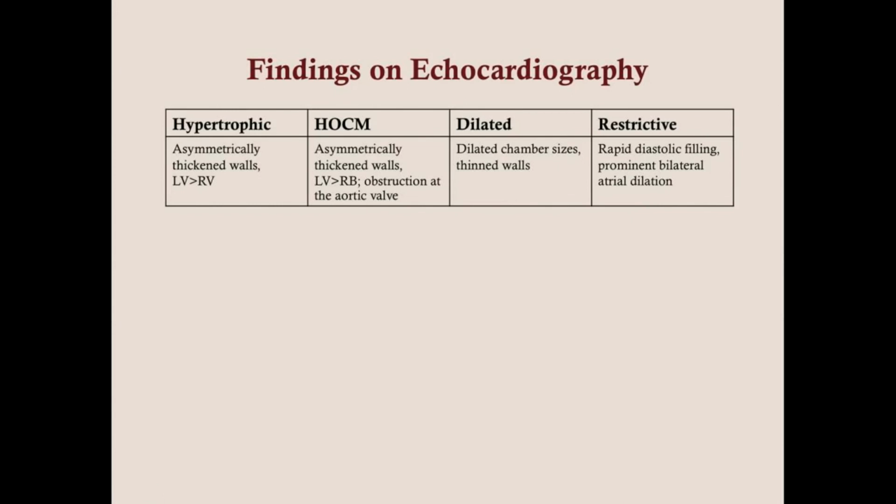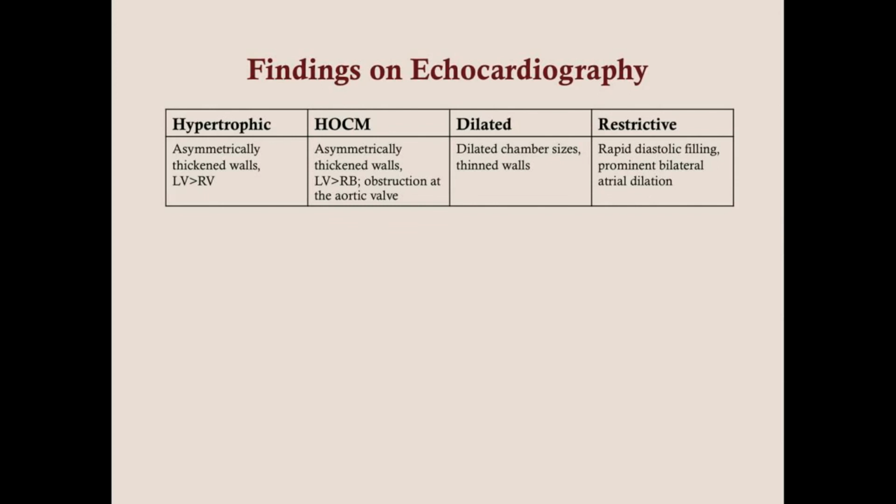Okay, so let's just review the findings on echocardiography. Remember, echocardiography, provided that the patient is stable, will be our first test in diagnosis of this patient. So with hypertrophic cardiomyopathy, you'll see asymmetrically thickened walls, left ventricular more than the right ventricular walls. With hypertrophic obstructive cardiomyopathy, you'll see the same thing as you see in hypertrophic cardiomyopathy, asymmetrically thickened walls, left ventricular more than right ventricular, but also you'll see some kind of an obstruction at the aortic valve, and that obstruction will increase with Valsalva.